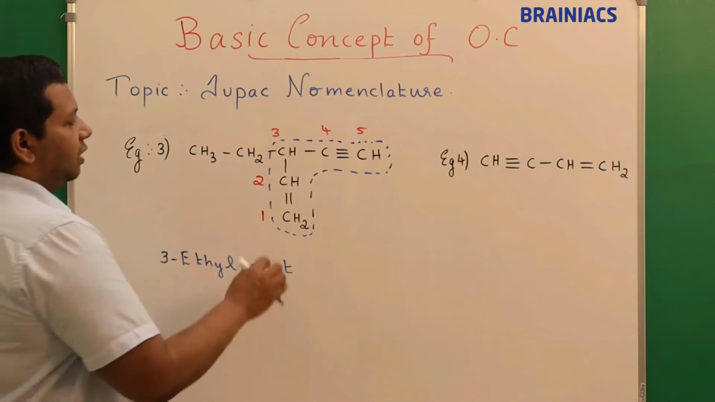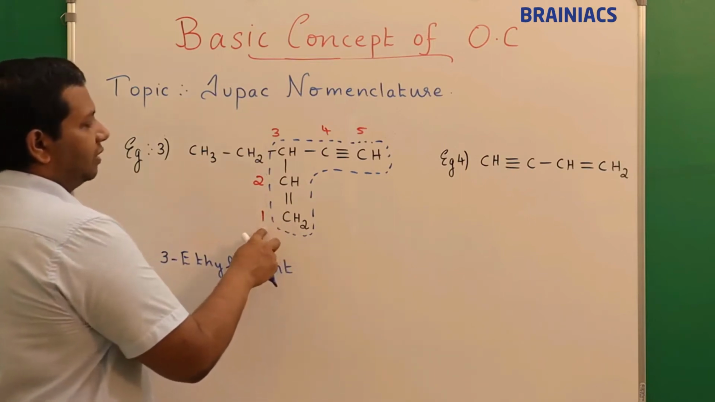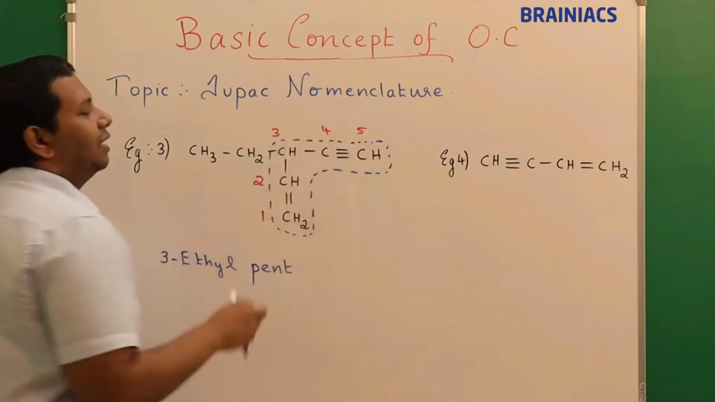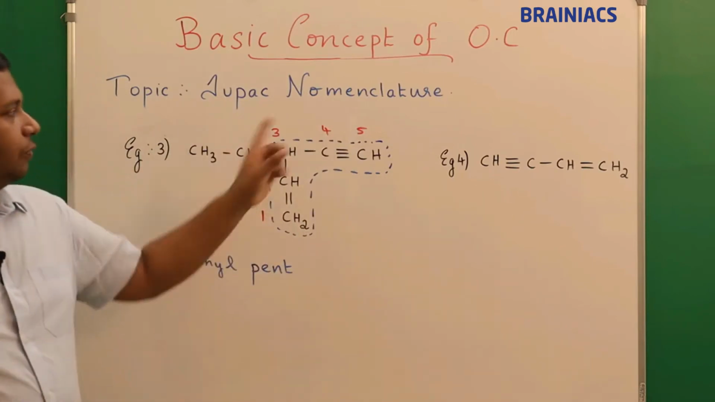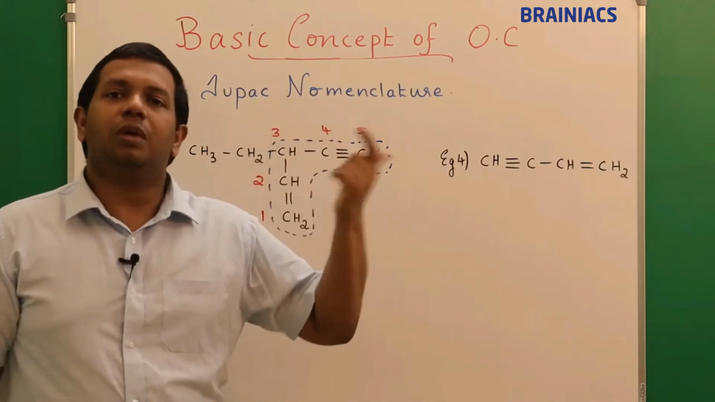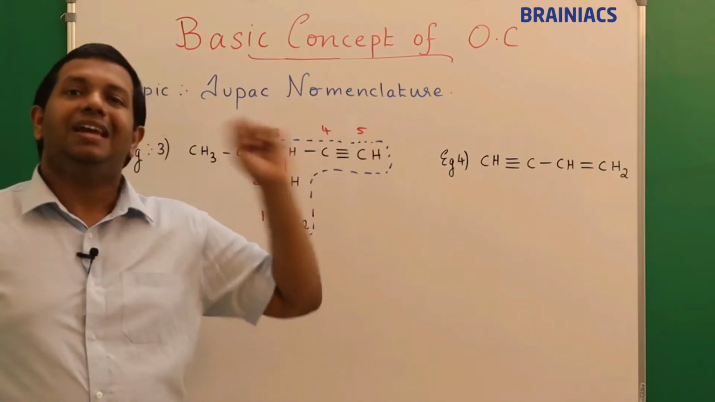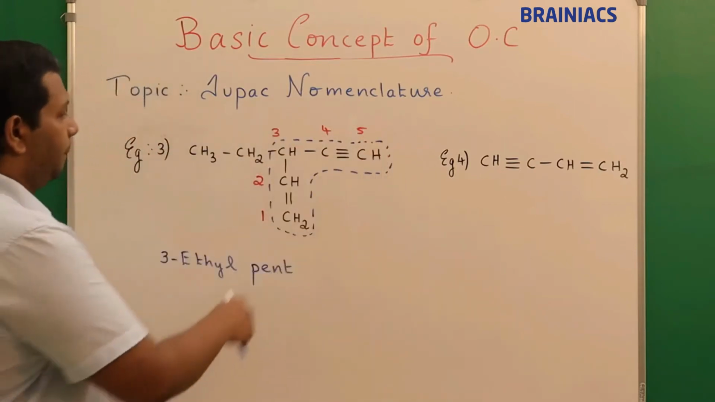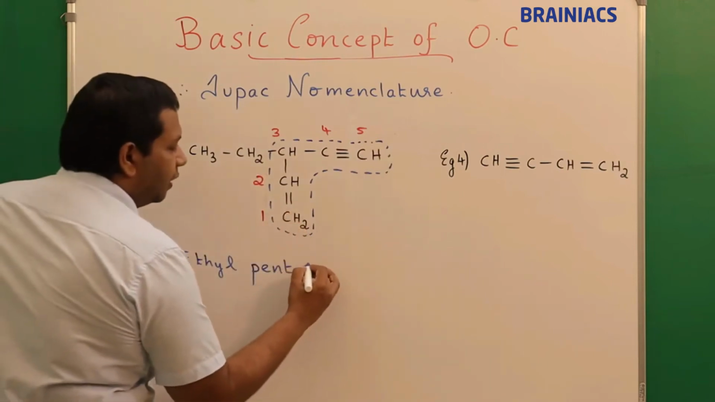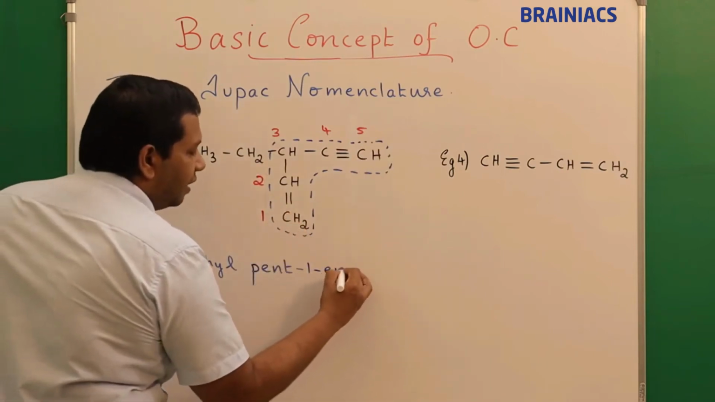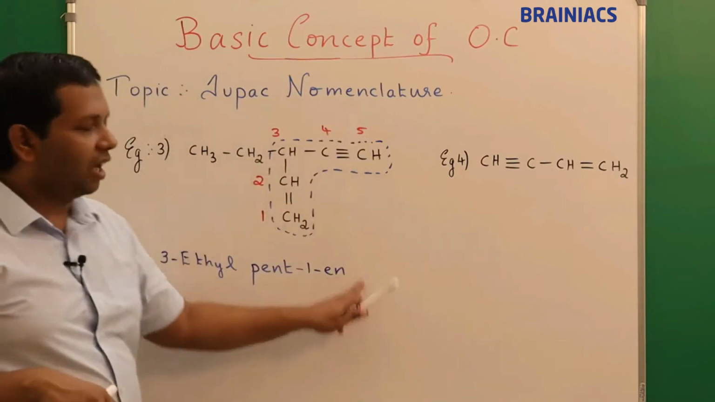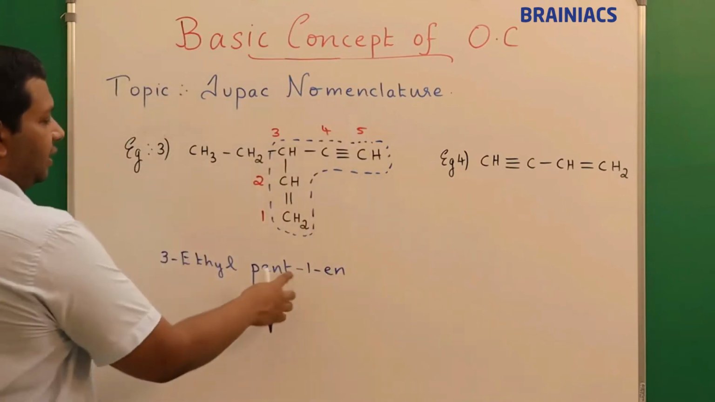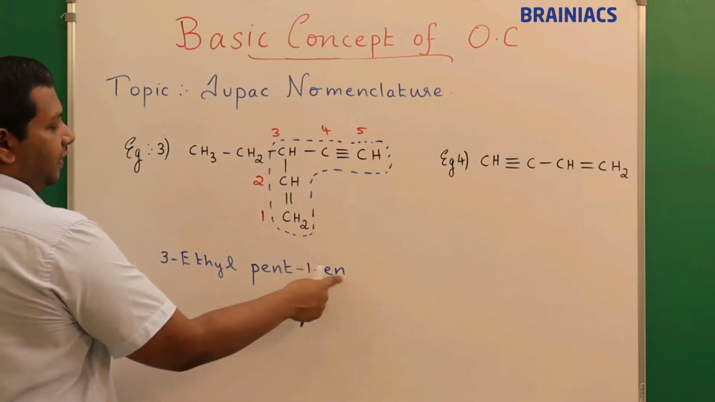Now I am looking at the double and triple bonds. At position 1 there is a double bond and at position 4 there is a triple bond. So I know that for a double bond it is ene and for a triple bond it is yne. So which comes alphabetically first, ene or yne? It is ene. So I can say pent hyphen 1 en. I should not write ene because yne is also there, so I will remove the last e. Pent hyphen 1 hyphen en.